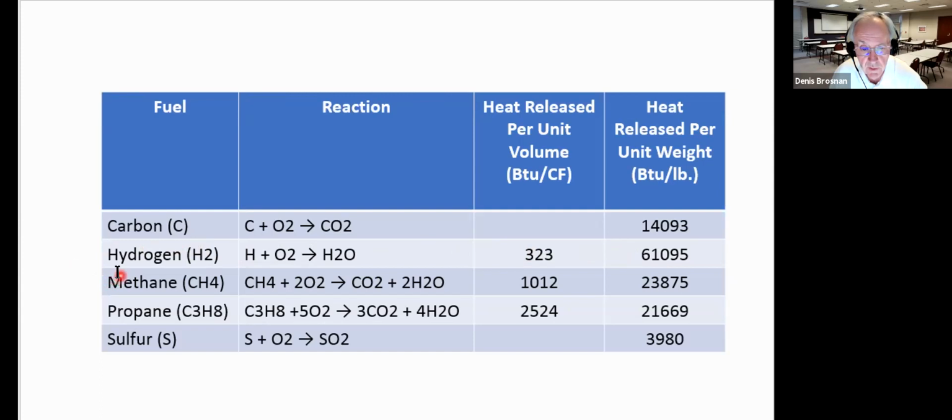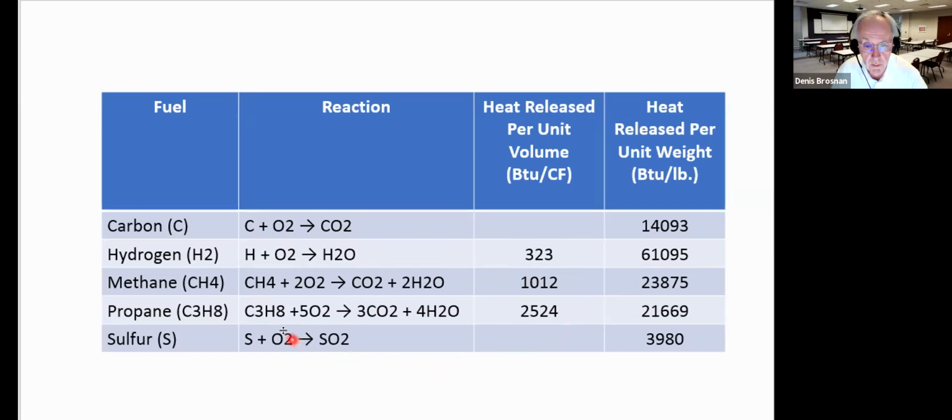Now, methane, a constituent of natural gas, CH4, will burn with oxygen to produce CO2 and H2O. You get, rule of thumb, about 1,000 BTUs per cubic foot. That's one of those numbers that I have committed to memory. The heat release per pound is up here around 24,000 BTUs per pound.